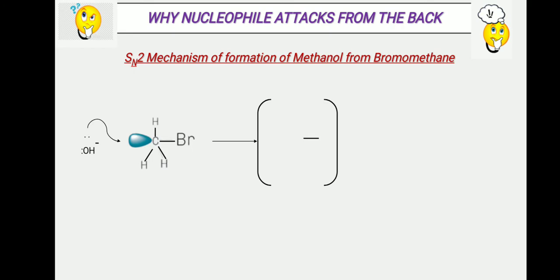So in the transition state, the carbon is pentacoordinate, the bond between OH and carbon is being formed, and the bond between carbon and bromine is being broken. Ultimately, the bond between the OH group and carbon is formed, and the bond between carbon and bromine is completely broken. This is because the donation of the electron to the anti-bonding orbital is maximum only when the nucleophile attacks from 180 degrees, from the completely back side. Because of that, the reaction takes place like this.